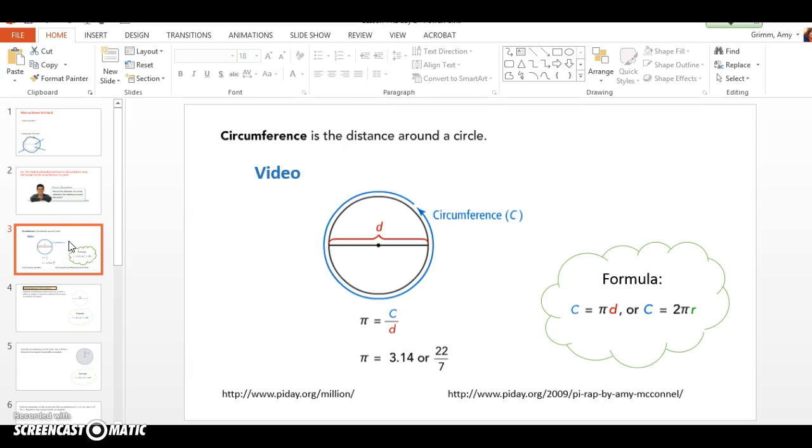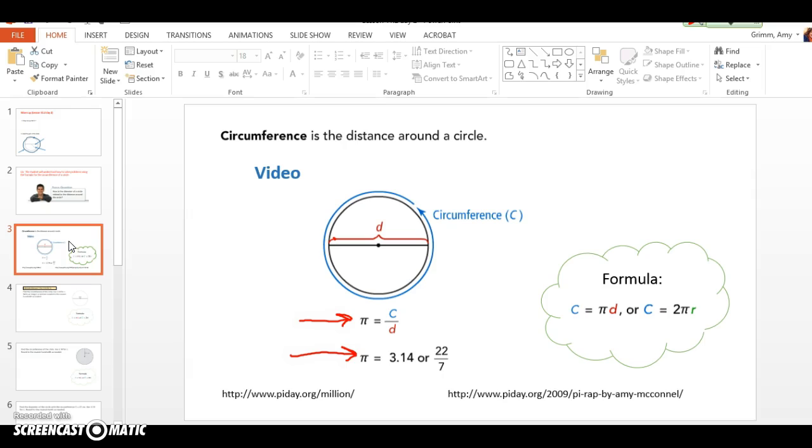I've got some of the videos that I showed up here. I'm not showing them again today. But if you look here, we've got diameter, we've got our circumference going all the way around, and right here is the formula to always get pi: circumference divided by diameter. What we're going to use for pi in this unit is either 3.14, because we're going to round, or the fraction 22/7.